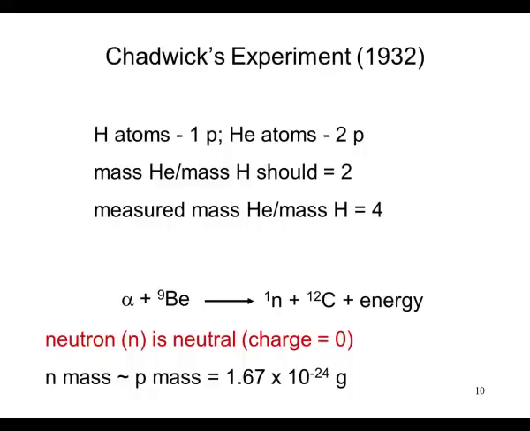He proposed that there were neutrally charged particles in the nucleus, which he named the neutron. The neutron mass is roughly the same as the proton mass, 1.67 times 10 to the minus 24 grams.